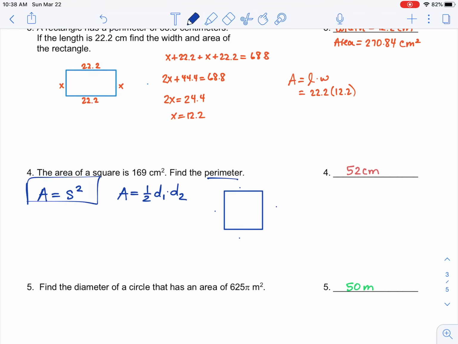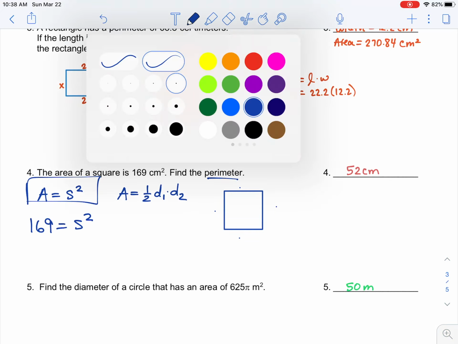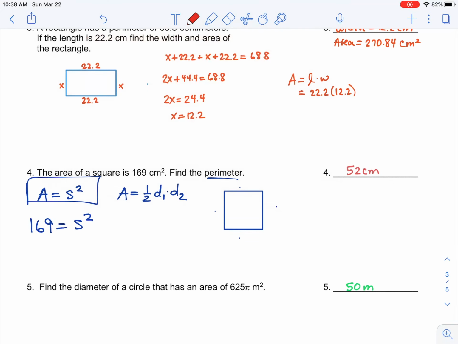I plug in that the area was 169 equals side squared. Then I would take the square root of both sides, and I would find that the side is 13. But in a square, everything is the same. So my perimeter ends up being 4 times 13, or 52 centimeters. No squared because perimeter is just adding up the sides. I'm not multiplying sides together.